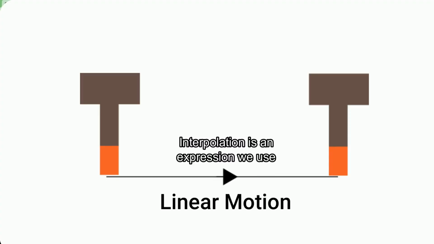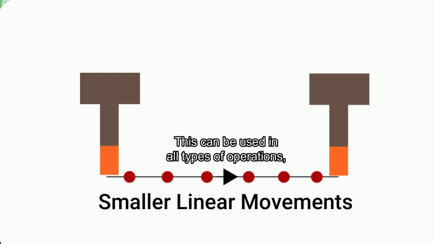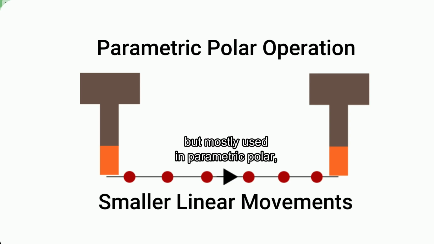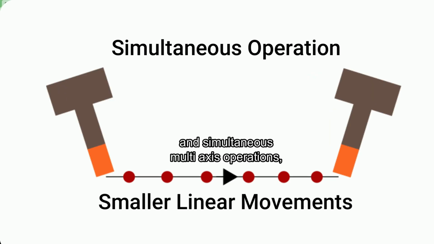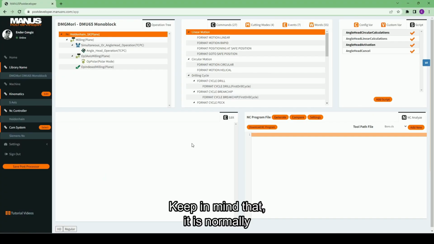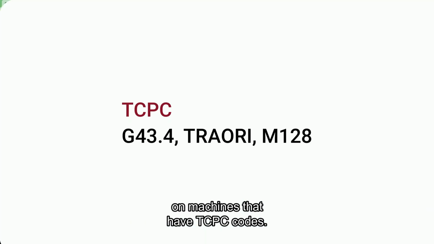Interpolation is an expression we use to divide long linear motions into small segments. This can be used in all types of operations, but mostly used in parametric polar and simultaneous multi-axis operations in order to increase the toolpath accuracy. Keep in mind that it is normally not a must to activate interpolation on machines that have TCPC codes.